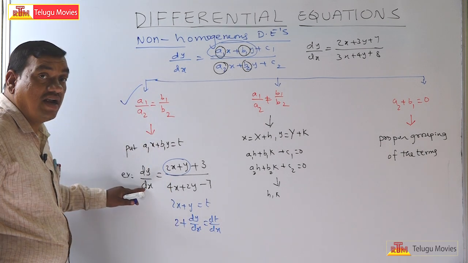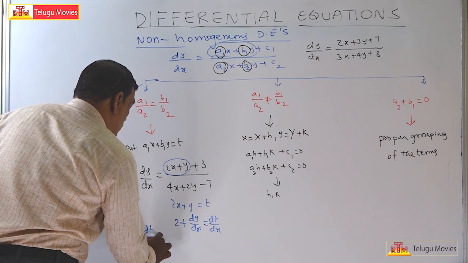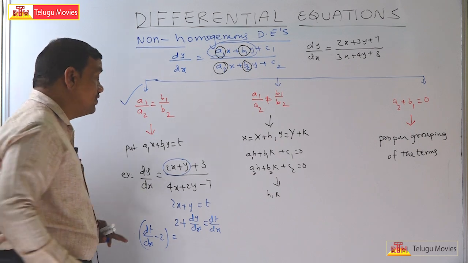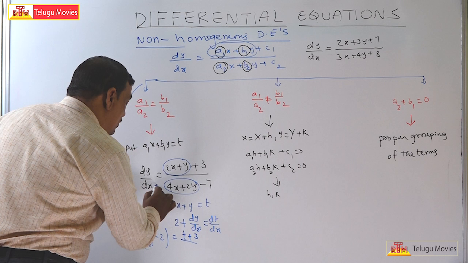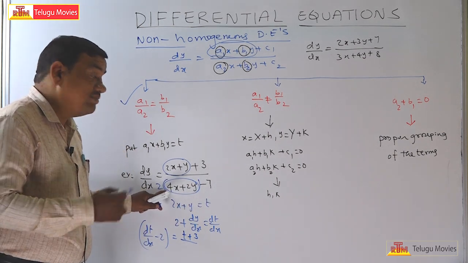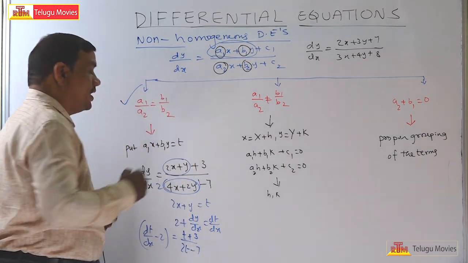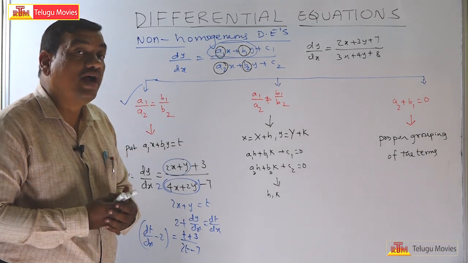Therefore your dy by dx is equal to how much? dt by dx minus 2 is equal to 2x plus y, that is t plus 3 by... So here you can take 2 common outside now. 2 times (2x plus y) is equal to 2t minus 7. Now take minus 2 to that side. Again it will form into the variable separable method.